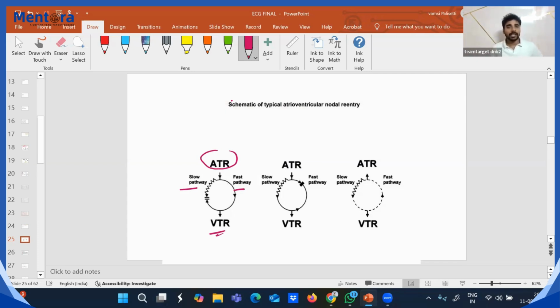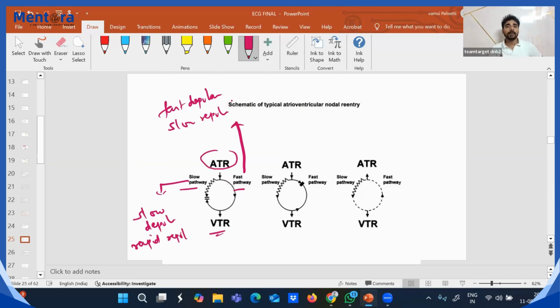So between the atria and ventricle there is the AV node. The AV node contains two pathways: one is the fast pathway, the other is the slow pathway. So what is the fast pathway? The fast pathway depolarizes very fast, but it repolarizes slowly. That's called the fast pathway. In that pathway, depolarization happens very fast, but repolarization is very slow. In the slow pathway, there is slow depolarization but rapid repolarization.